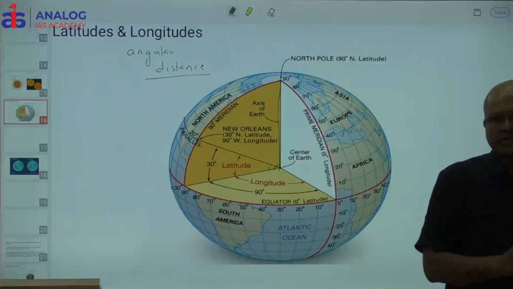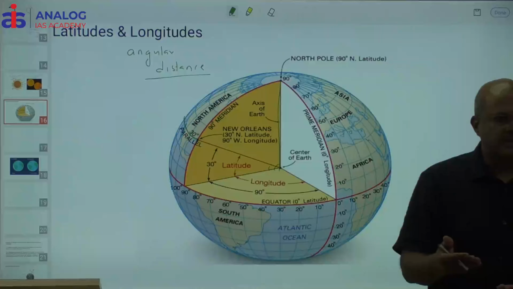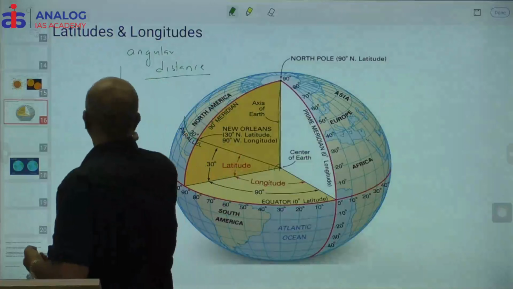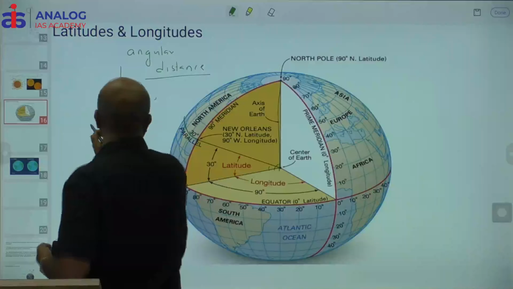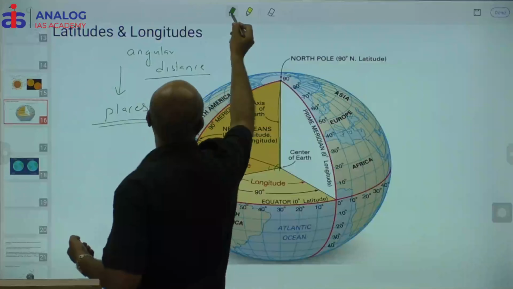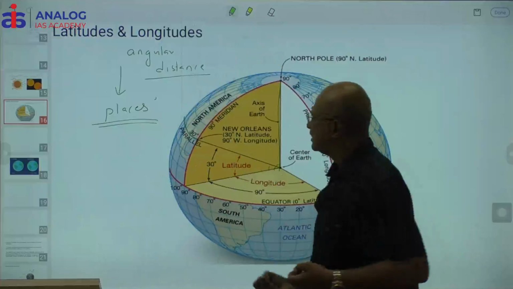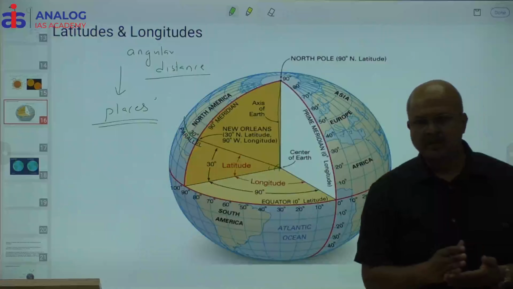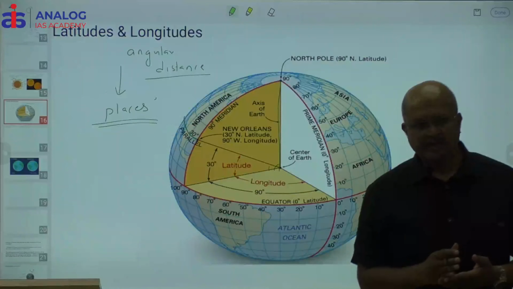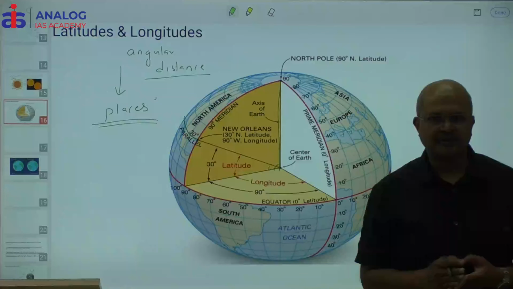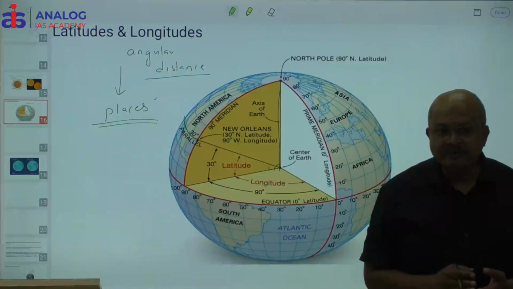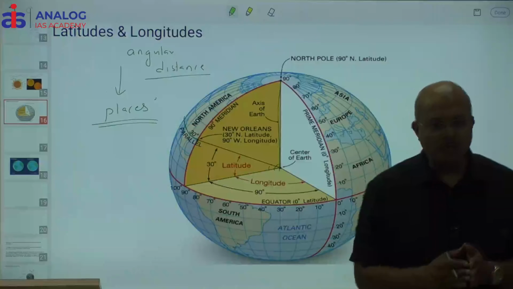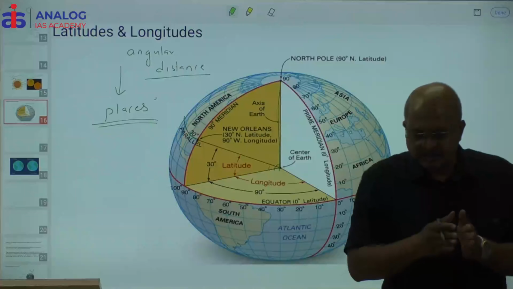And these longitudes are always used to locate places. Try to answer: latitudes, the location of a place. East and west or north and south? Latitudes give the location north and south of the equator. Longitudes are used to locate a place east and west of the prime meridian.